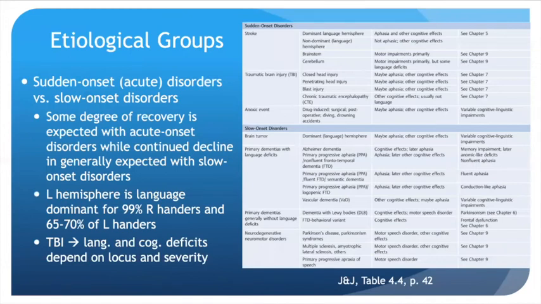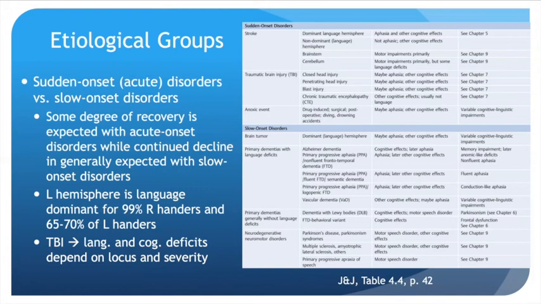So let's get into etiological groups now. So first, let's talk about sudden onset or acute disorders versus slow onset disorders. So some degree of recovery is expected with acute onset disorders, while with slow onset disorders, there is an expected continued decline. Now, sudden onset disorders include things like stroke, traumatic brain injury, anoxic events, and slow onset disorders include brain tumors, primary dementias with language deficits and without deficits, and then neurodegenerative neuromotor disorders.